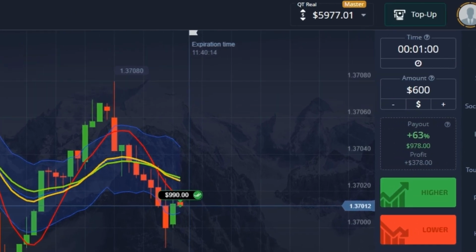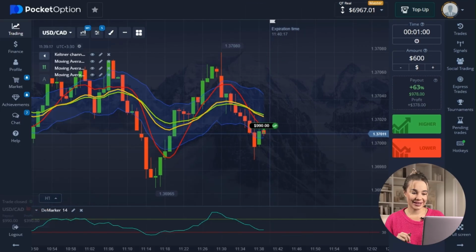We face similar stormy jumps here, but the results are in: another $390 in the bag. I think the downtrend will continue. Let's wait for the D-marker signal.